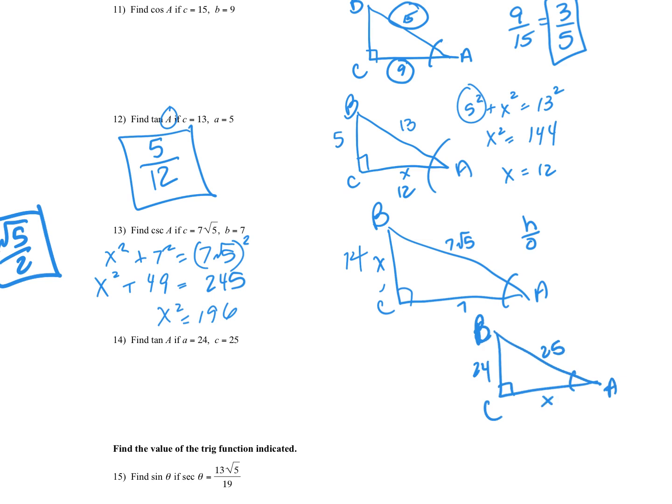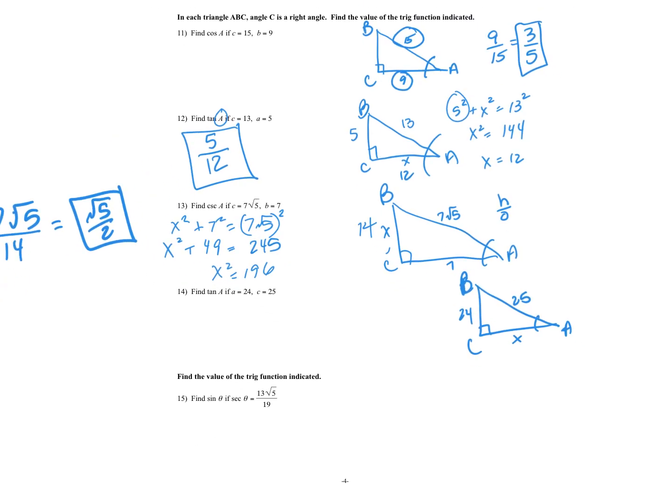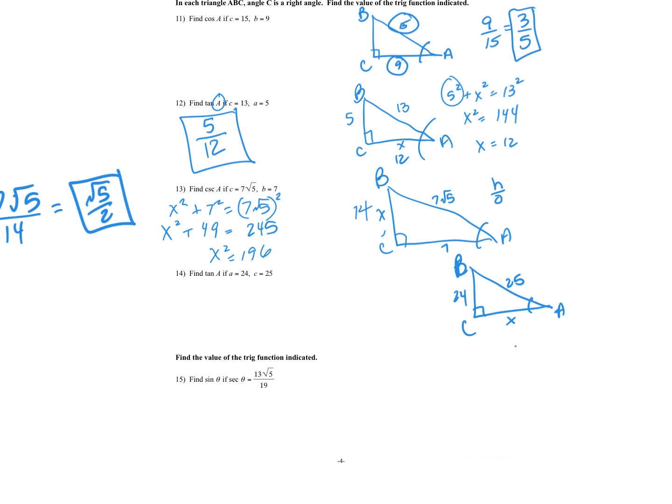So we are going to need that side right there. And we would have x squared plus 24 squared equals 25 squared. So x squared equals 49. When you square root that, you get a 7. So now the tangent of A is going to be opposite, which is 24 over 7.